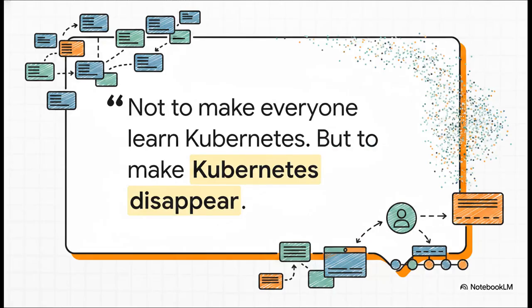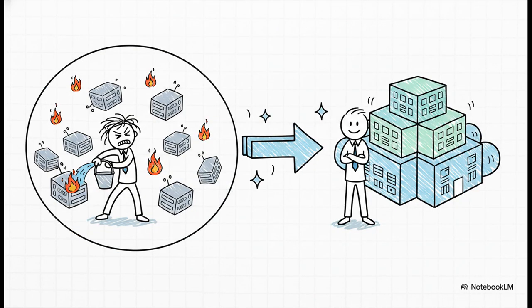Which brings us to this incredibly punchy defining philosophy. The goal isn't to make everyone learn Kubernetes, it's to make Kubernetes disappear. This is the ultimate aha moment of platform engineering, folks. The next evolution of container orchestration isn't about teaching your developers more commands. It's about designing an internal developer platform that's so seamless and so well architected that the underlying complexity vanishes completely from their daily workflow. Because ultimately, the future belongs to those who build platforms, not just those who deploy pods.